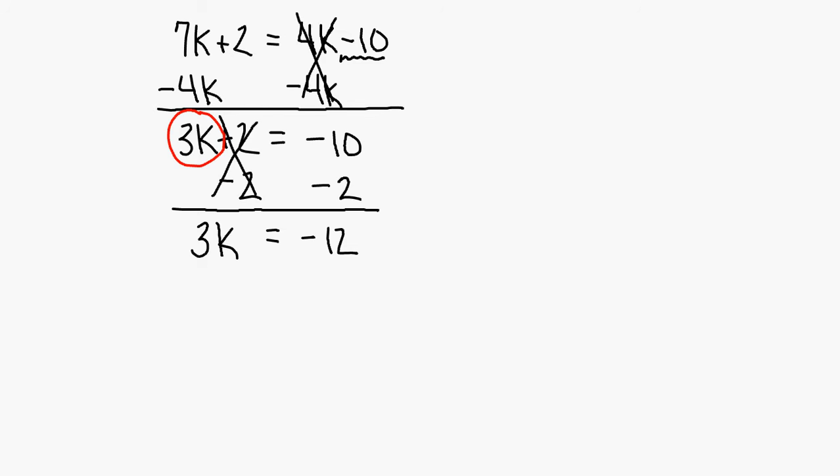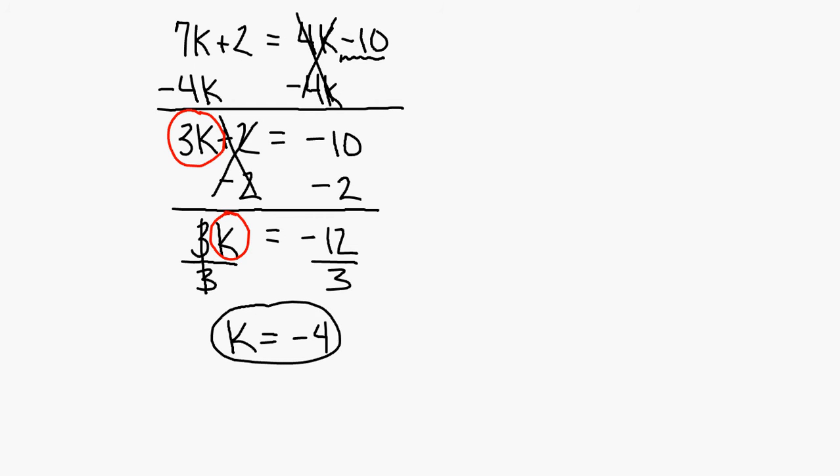Trying to isolate the k. Same step as the last problem. You're going to do that by dividing both sides by 3. The 3's will cancel. And k is going to be equal to a negative divided by a positive. That's going to be a negative 4. Questions?